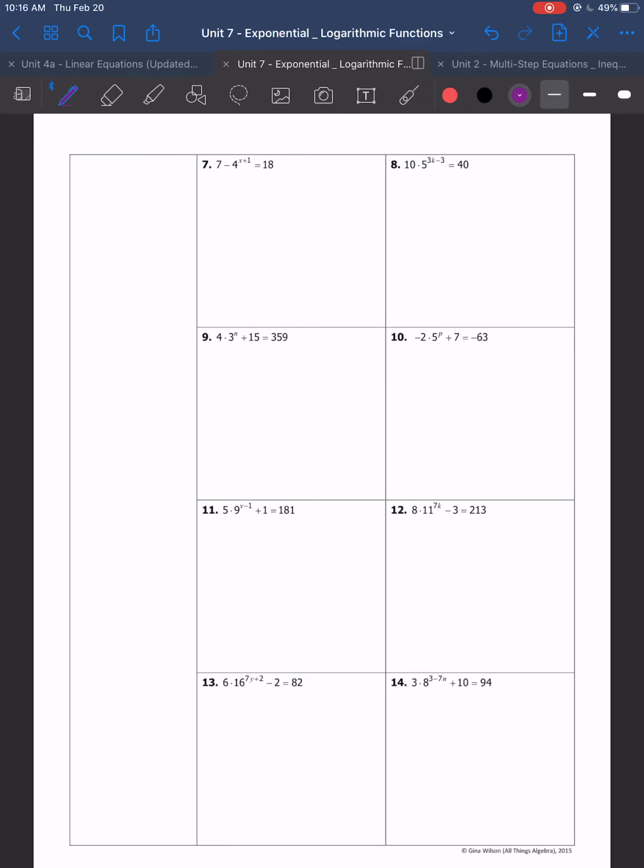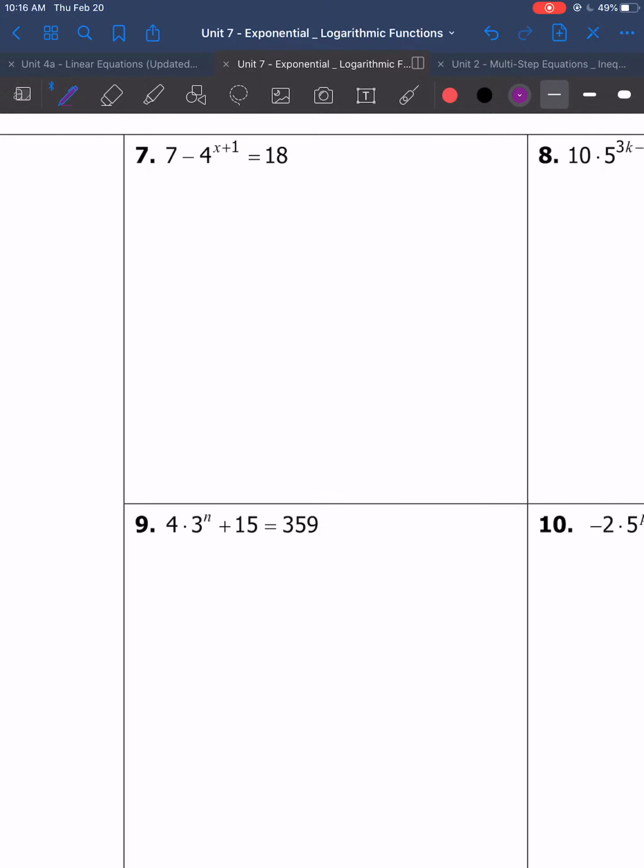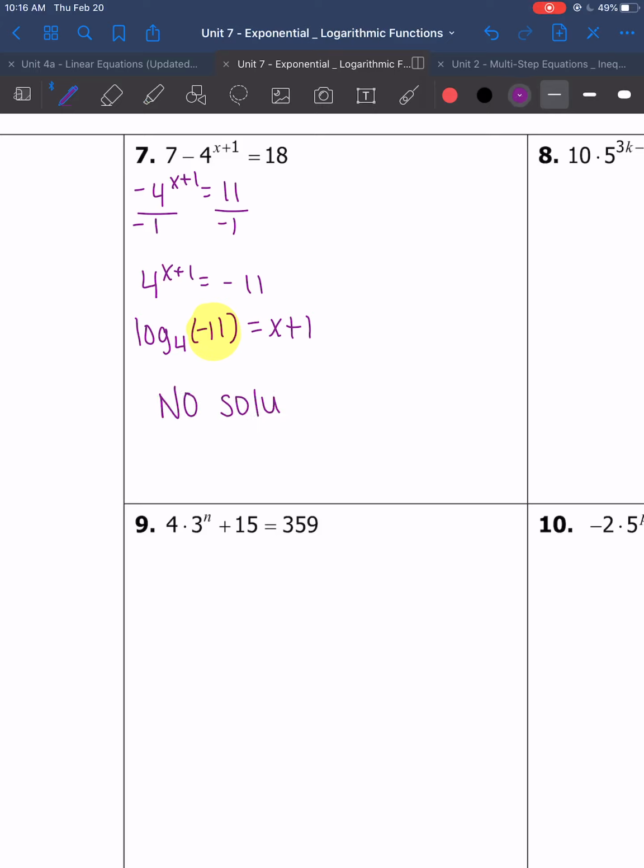So let's stick with the odds. We are going to isolate our exponential here. So we're going to subtract 7, so I get negative 4 to the x plus 1 equals 11. And then I'm going to divide by negative 1. So I have 4 to the x plus 1 equals negative 11. So log base 4 of negative 11 equals x plus 1. Well, you can stop here because we cannot have a negative 11 as a log, so there's no solution because logs cannot be negative.